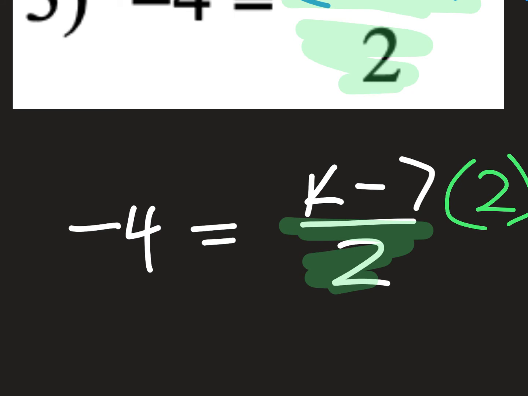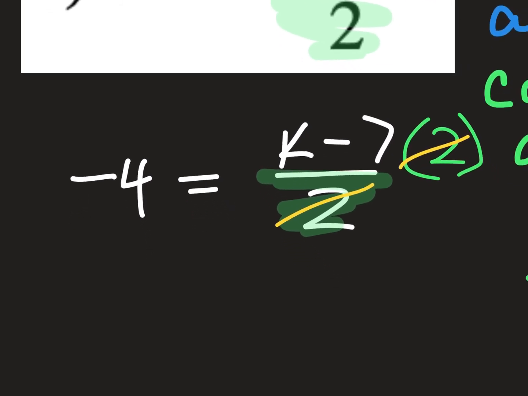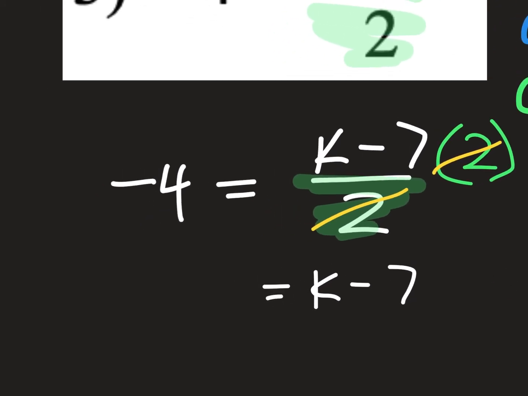Now be careful, because what you're not going to do is do 2 times negative 7. Don't do that, because the 2s are actually just going to cancel each other out, so that all you have left is the k minus 7. Of course, I multiplied the right-hand side by 2, so I've got to multiply the left-hand side by 2. So 2 times negative 4 is negative 8.